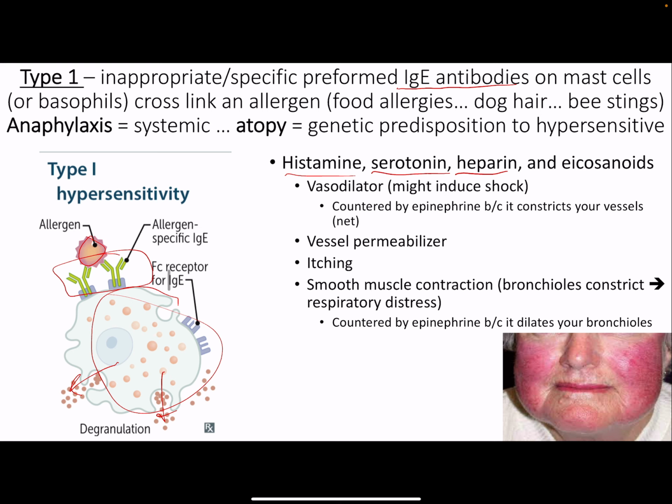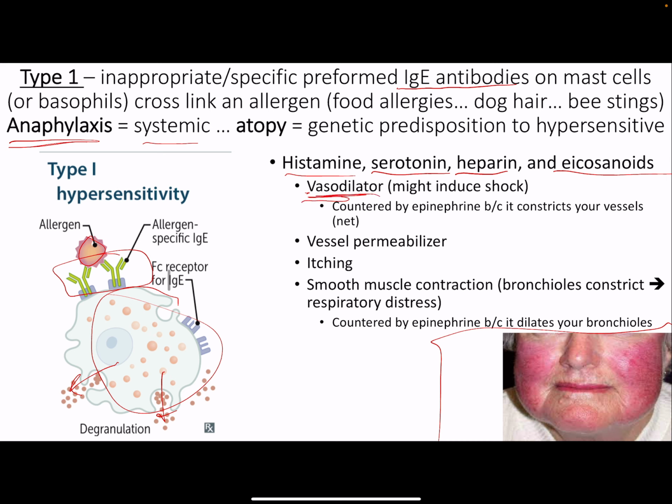We're also going to have our eicosanoids, the leukotrienes and the prostaglandins, which cause more vasodilation, more blood vessels becoming permeable, and so that's why somebody might become red. It's because all of that blood is rushing into the tissues there. In general, anaphylaxis is when we have a systemic type 1 response.